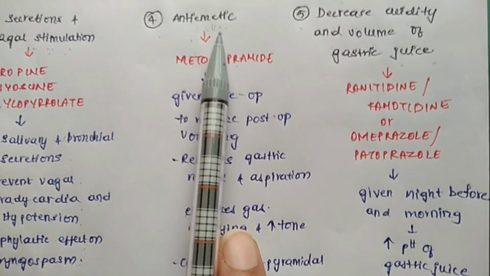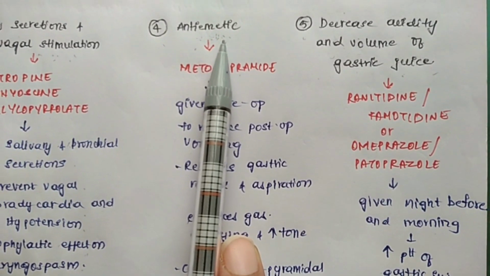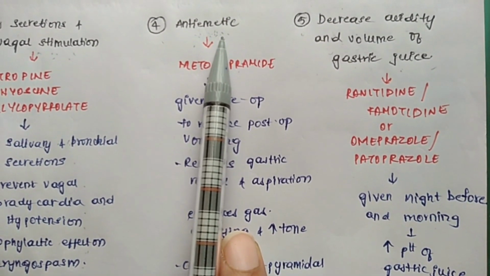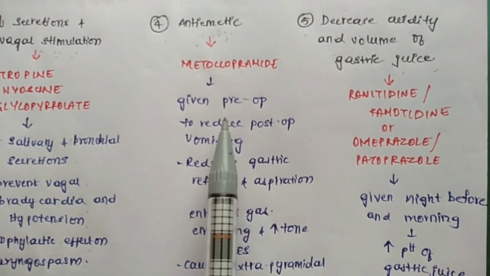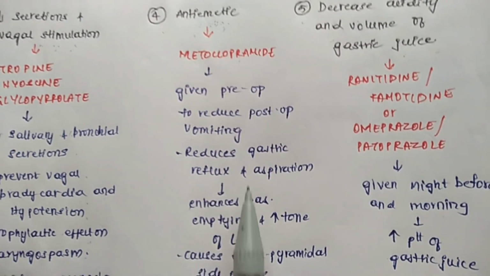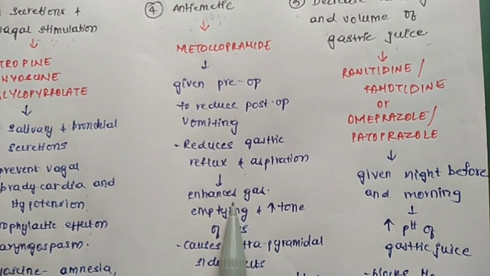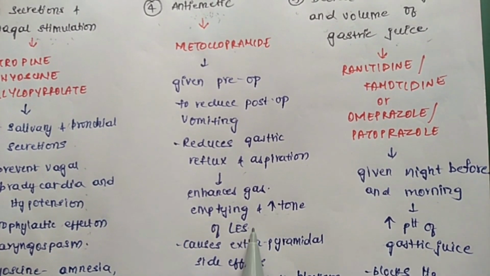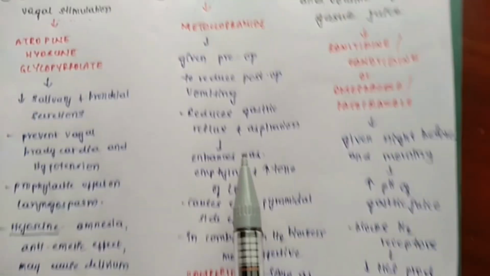The anesthetics when given generally produce nausea and vomiting after the surgery or when the anesthesia is withdrawn. So let us see what are the drugs that have antiemetic effect. The first drug is metoclopramide. It is usually given preoperatively to reduce the post-operative vomiting. It reduces the gastric reflux and aspiration. It enhances the gastric emptying and increases the tone of the lower esophageal sphincter so that it remains closed and hence prevents the gastric reflux and aspiration.